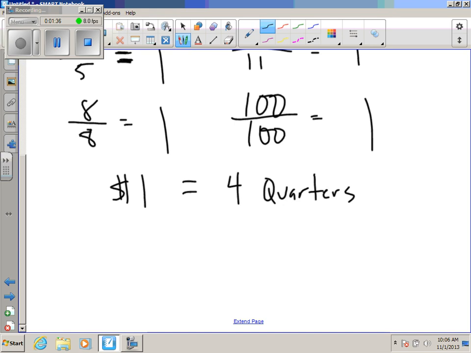How else could you show $1? You could have 100 pennies. You could have 10 dimes. You could have 20 nickels. You could have a combination of quarters, dimes, nickels, pennies. Okay? Just different ways in which it's expressed.